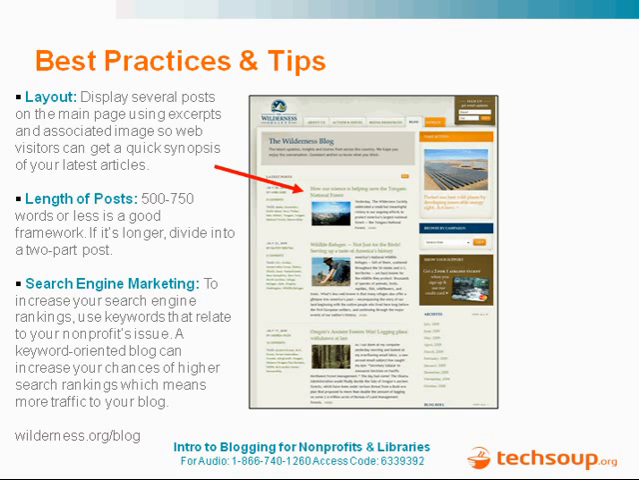So you also want to think about search engine marketing. And basically search engine marketing allows you to increase your search engine rankings using keywords that relate to your nonprofit's issue. Because a keyword-oriented blog can really increase your chances of higher search rankings, which means, of course, more traffic to your blog, which is what we all want.